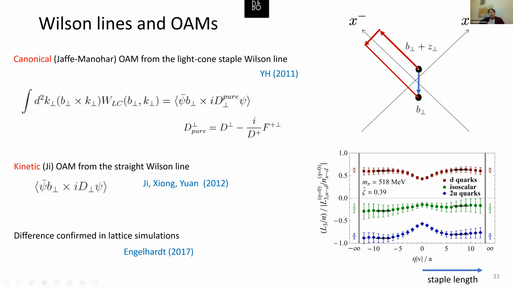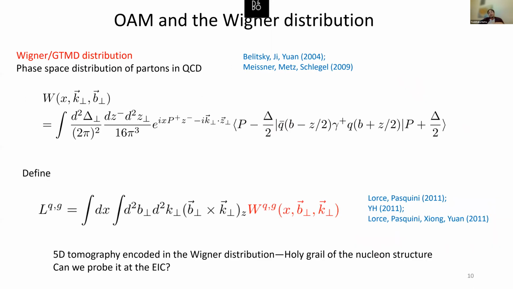But instead of going this roundabout way, you can just go directly from this point to that point. And if you do so, then what you get is the orbital angular momentum in the Ji sum rule, as shown by these people. And the difference matters, actually. There is a measurement by Michael Engelhardt on the lattice QCD, where they tried two different configurations of the Wilson line, and they indeed find a difference in the resulting orbital angular momentum. So this is a very interesting interplay of the phase, this quantum phase effect, that can be seen in this Wigner distribution function.